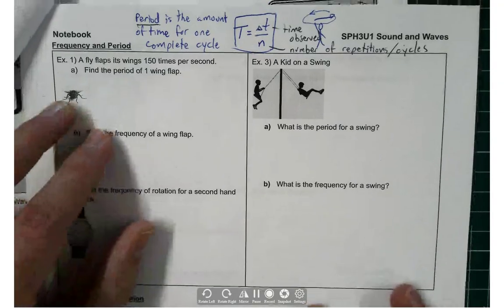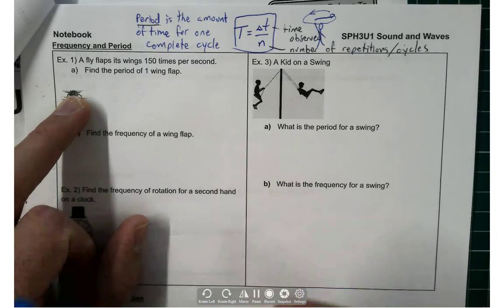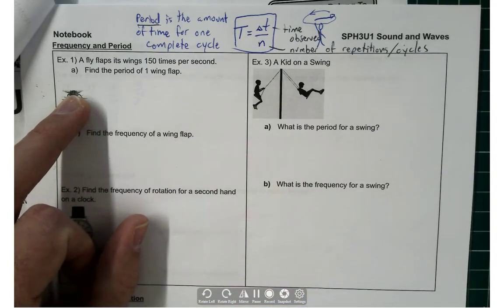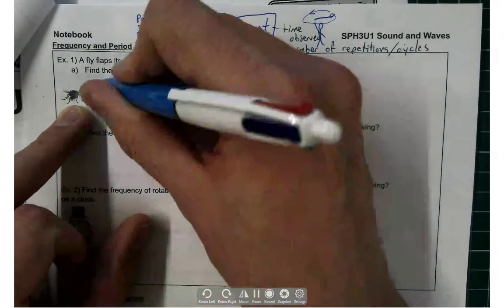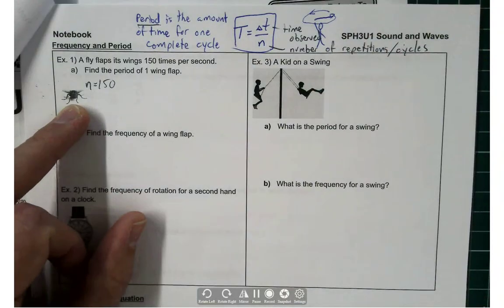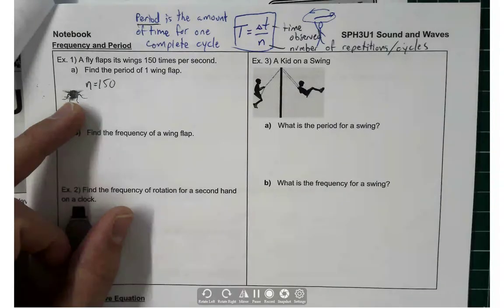But period is another capital T. Annoying. All right, so a fly flaps its wings 150 times per second. And the question is, find the period of one wing flap. Well, the number of times that fly flaps its wings is 150. We counted it. Notice that counting something doesn't have units. You just counted it. That's how many times it happens. It's not a unit measurement. It's just a count. Like you don't say, I have 150 eggs in my fridge. That would be a lot of eggs. But if I had 150 eggs in my fridge, the egg would be the thing I counted. It's not a unit, right? In this case, we counted flaps.